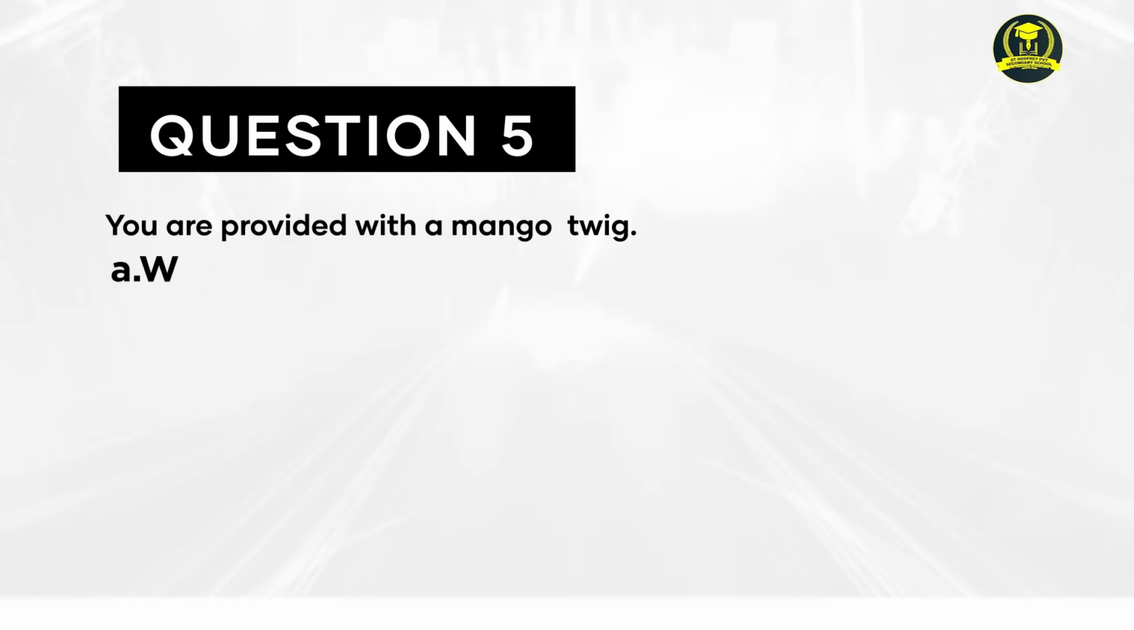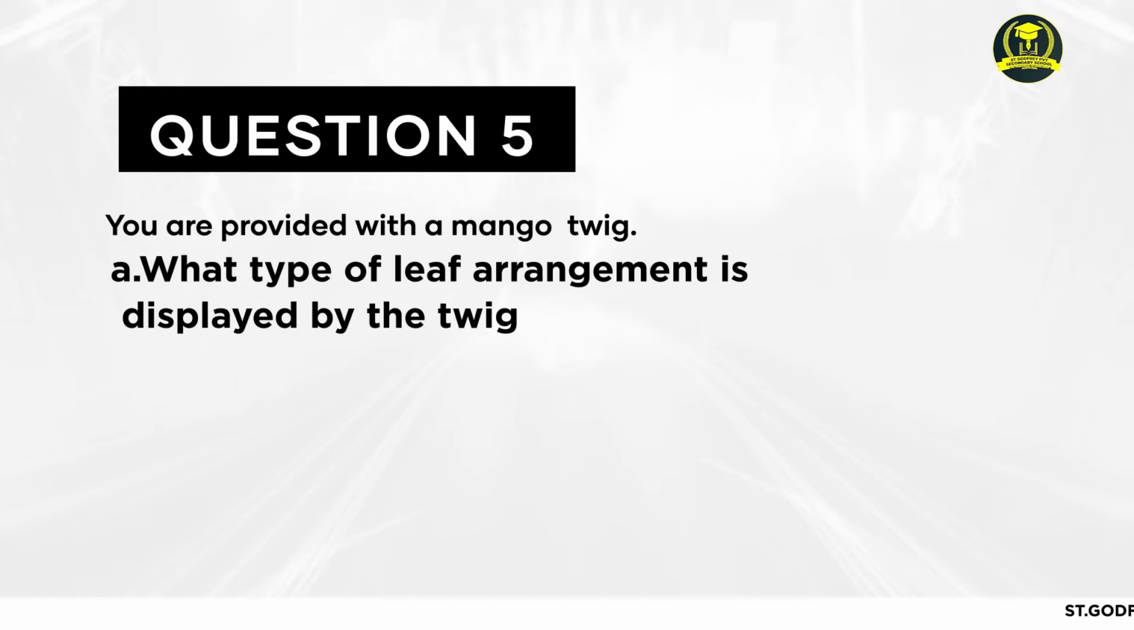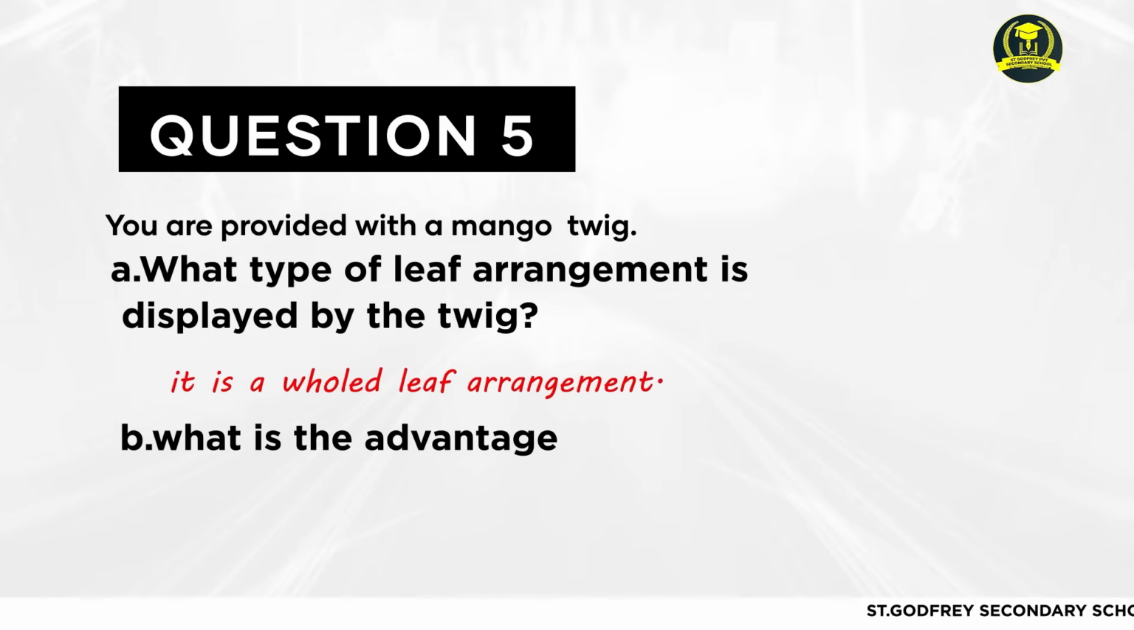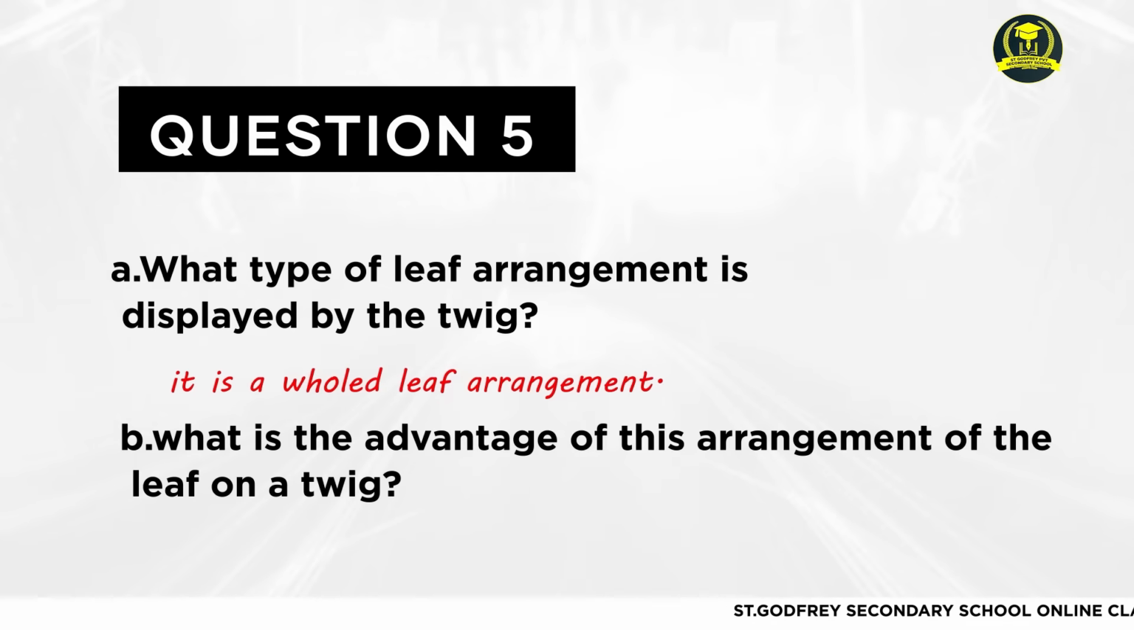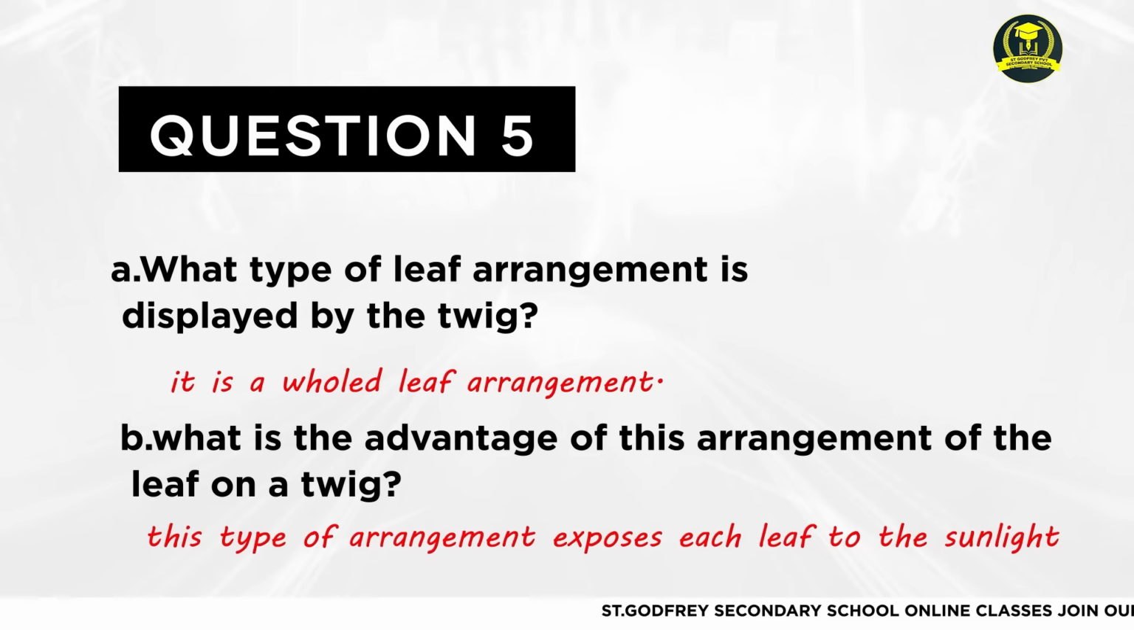Question A. What type of leaf arrangement is displayed by the twig? It is a whole leaf arrangement. What is the advantage of this arrangement of leaves on the twig? This type of arrangement exposes each leaf to the sunlight.